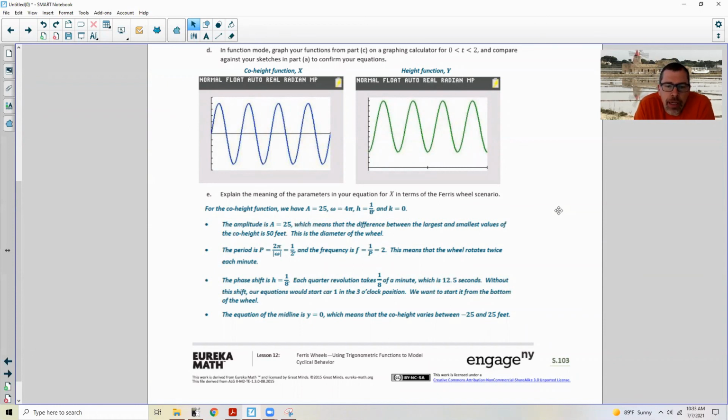The amplitude a is 25, which means that the difference between the largest and smallest value of the co-height is 50 feet. This is the diameter of the wheel. The period p is 2 pi over absolute value of omega, which equals 1/2. And the frequency f is 1 over p, which equals 2. This means that the wheel rotates twice each minute. The phase shift is h equals 1/8. Each quarter revolution takes 1/8 of a minute, which is 12.5 seconds.